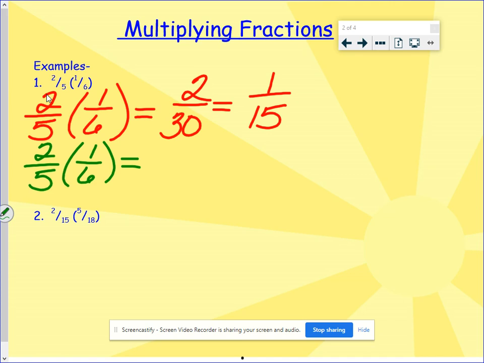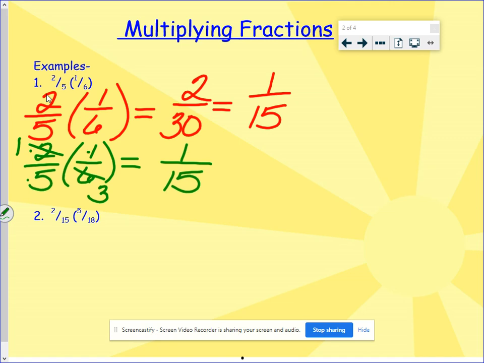So we ask ourselves, will 2 and 5 simplify in any way? No, it doesn't. Will 1 and 6 simplify in any way? No, it does not. How about 1 and 5? Nope. How about the 2 and the 6? Yes. They're both even, therefore 2 is a factor of 2 and 6. So we say to ourselves, what is 2 divided by 2? It's 1. What is 6 divided by 2? It's 3. So now we say 1 times 1 is 1, and 5 times 3 is 15. And as you can see, we get the same answer.